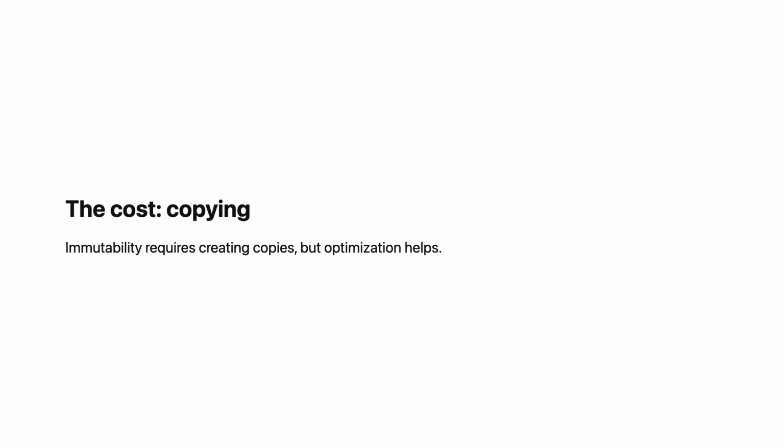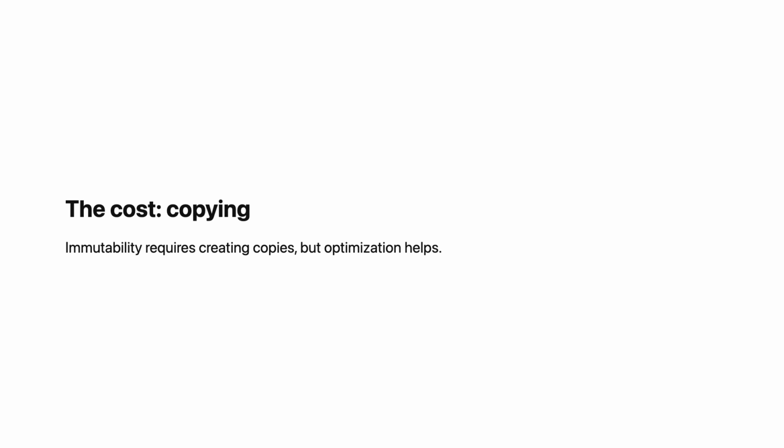Modern languages optimize this. They share unchanged parts between versions. If you change one field of a large record, the new record shares all other fields with the original. This is called structural sharing. Still, immutability is not free. There is overhead. The question is whether the benefits outweigh the costs.